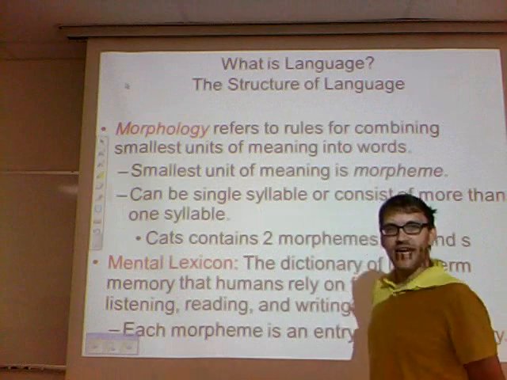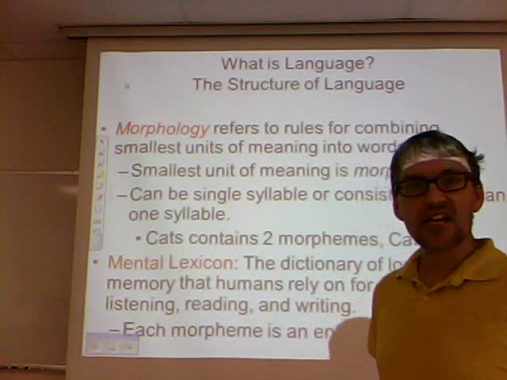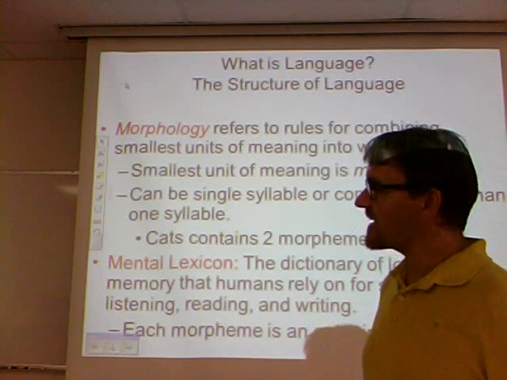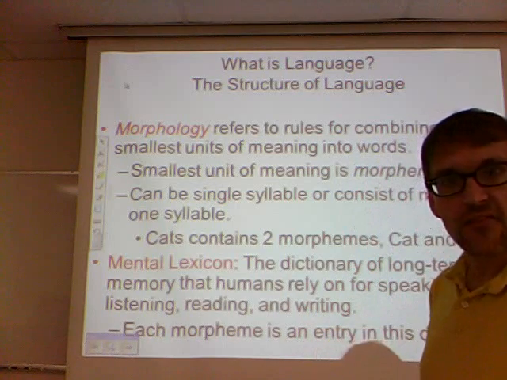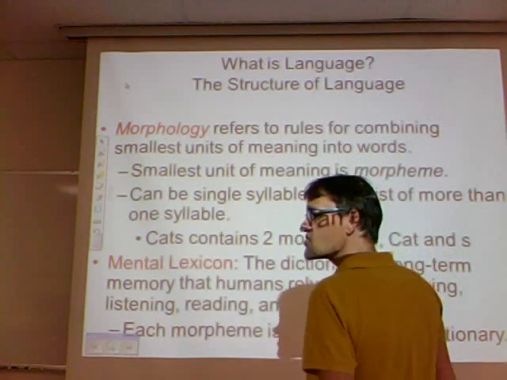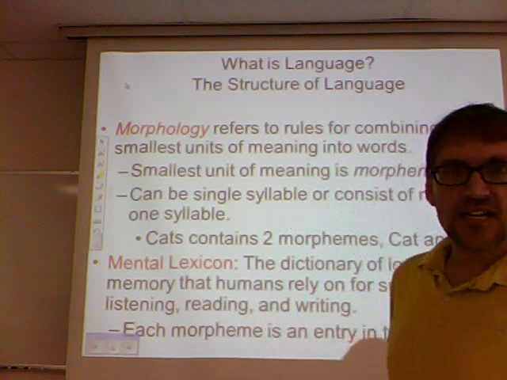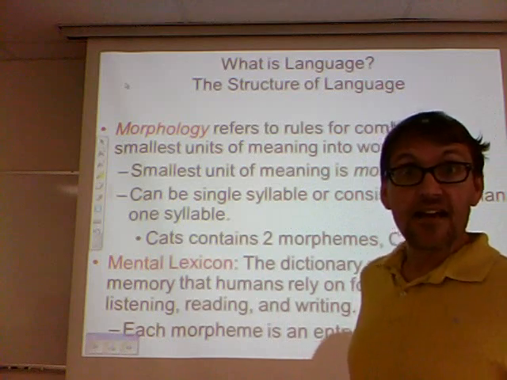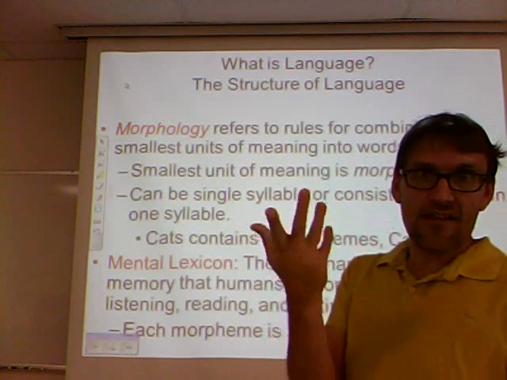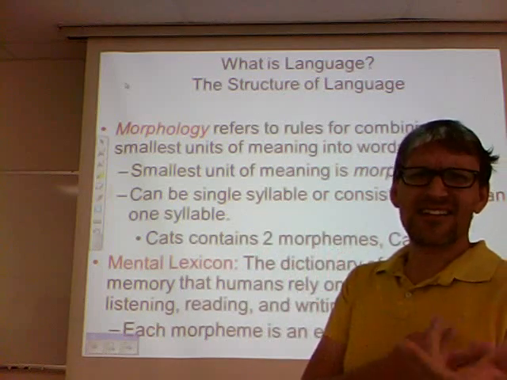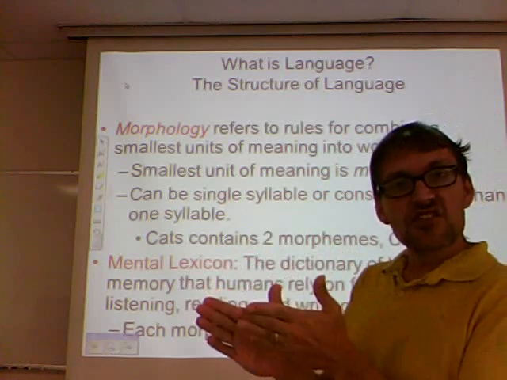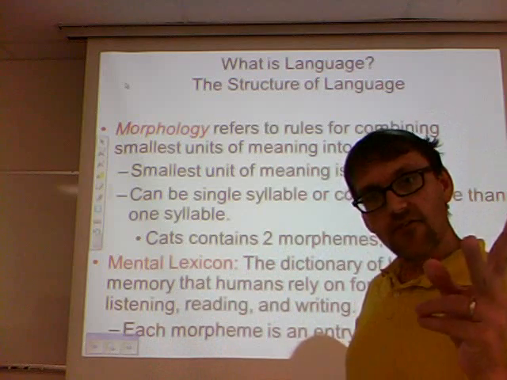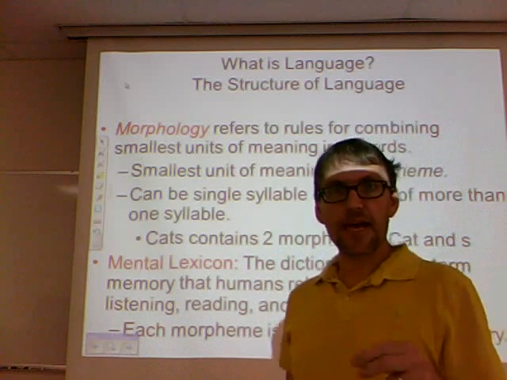Let's say, for example, the word cat. The word cat, C-A-T, is a single morpheme because the three phonemes that make it up do not have individual meaning in and of themselves. However, cats has two morphemes because it provides two pieces of information: cat, the object, or item, and s, which tells you there's more than one of them. So it's conveying two meaningful pieces of information to us.